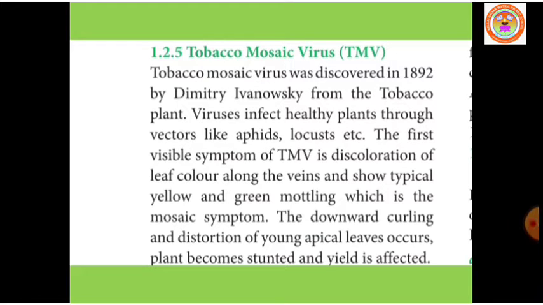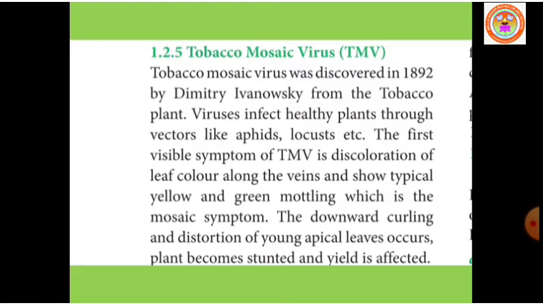In the year 1892, a Russian biologist called Dmitri Ivanovsky first isolated the virus from infected tobacco leaves. He named the virus tobacco mosaic virus. Mosaic is a type of pattern forming different colors on the leaf: green, yellow, brown, purple, red, like that. Ivanovsky discovered the tobacco mosaic virus from the infected leaves of the tobacco plant.